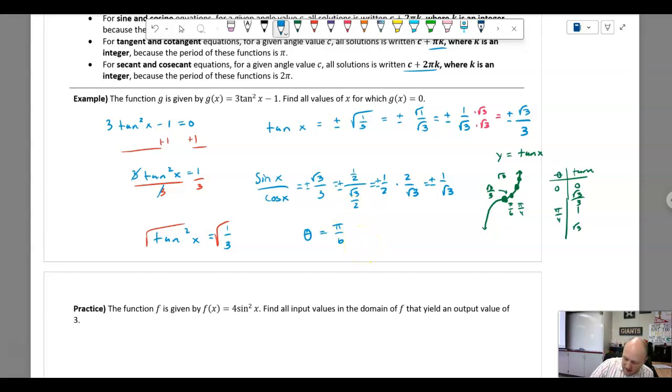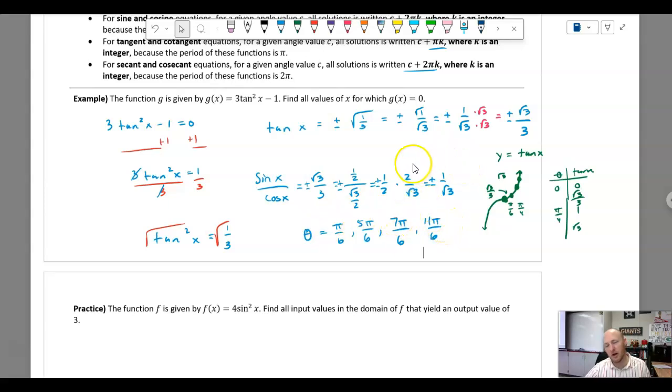So my positive values, where is tangent positive? That's going to be in quadrant 1 and quadrant 3. Okay, so pi/6, 7pi/6. And where is it negative? Well, this also occurs at angle of 5pi/6 and 11pi/6. Okay, so use your unit circle if you need help finding those values. Okay, so these are all the angles for 0 to 2pi, but this question's not asking that.